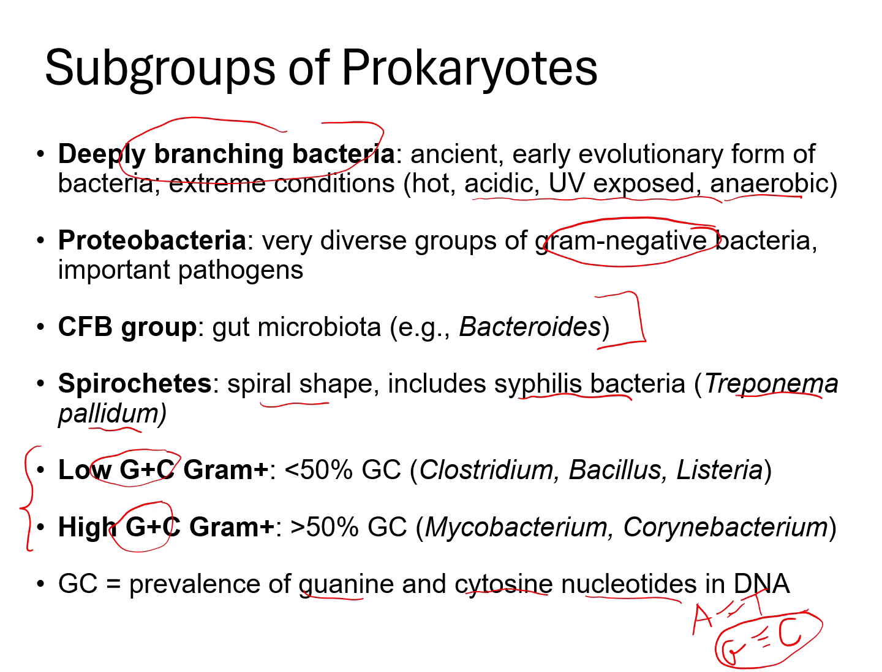So low GC gram-positive bacteria have less than 50% G's and C's in their DNA, and these include Clostridium, Bacillus, and Listeria bacteria, whereas high GC include Mycobacterium and Corynebacterium, which have more than 50% GC content in their DNA.